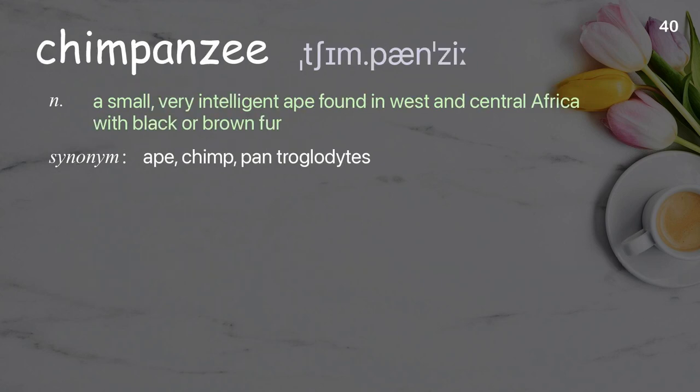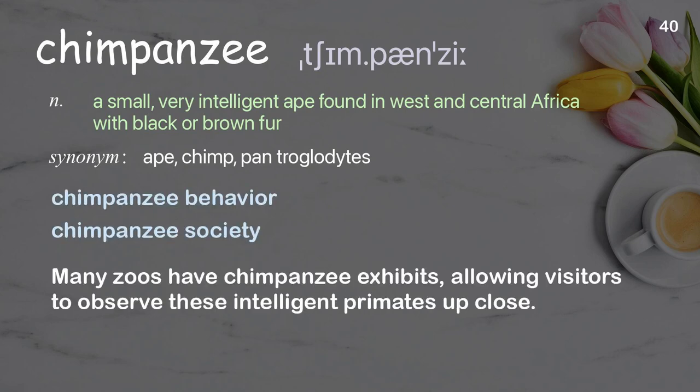Chimpanzee. A small, very intelligent ape found in West and Central Africa with black or brown fur. Examples. Chimpanzee behavior. Chimpanzee society. Many zoos have chimpanzee exhibits, allowing visitors to observe these intelligent primates up close.